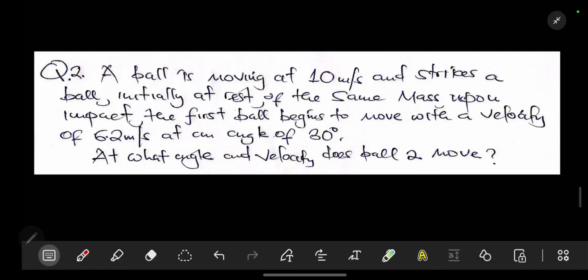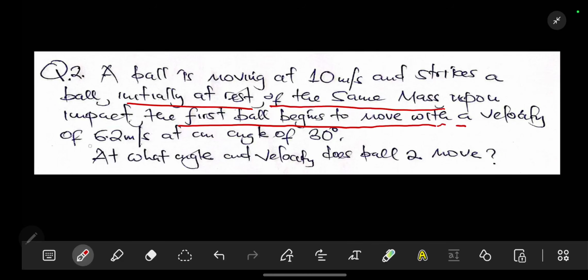Okay, let's look at the last question. Though that was supposed to be our last question, we have a ball moving at 10 meters per second and strikes a ball initially at rest of the same mass. Upon impact, the first ball begins to move with a velocity of 6.2 meters per second at an angle of 30 degrees. At what angle and velocity does ball 2 move?